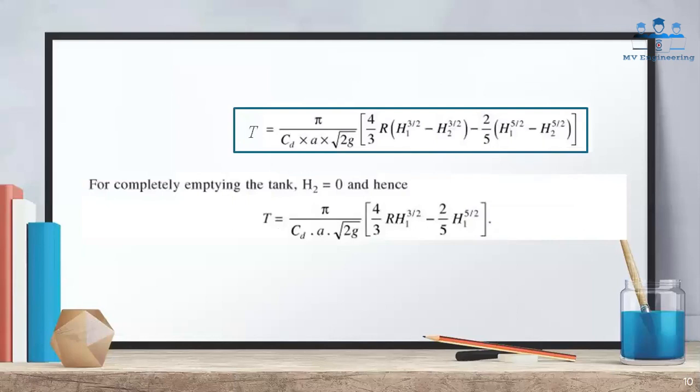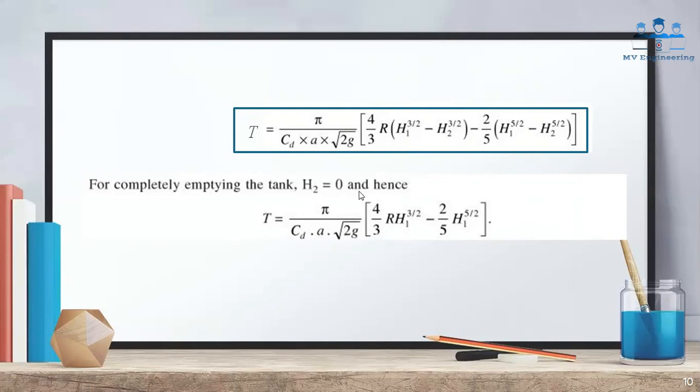The time taken for emptying a hemispherical tank from head h1 to h2 is equal to pi by CdA root 2g, 4 by 3 R, h1 raised to 3 by 2 minus h2 raised to 3 by 2, minus 2 by 5, h1 raised to 5 by 2 minus h2 raised to 5 by 2, where Cd is the coefficient of discharge, small a is the area of the orifice, g is acceleration due to gravity, R is the radius of the tank, h1 the initial head, and h2 the final head.